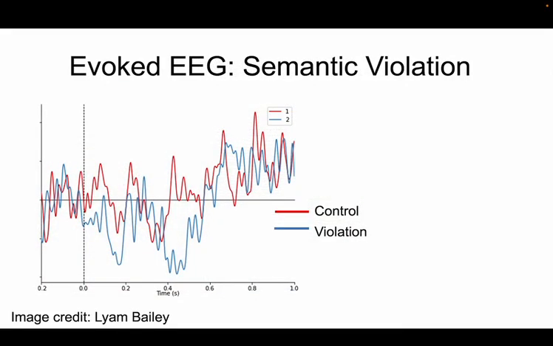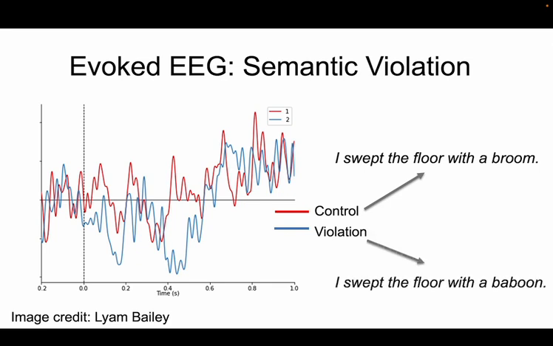This shows electrical activity picked up by EEG in a semantic violation task. The red is during a control condition when the participant hears a semantically correct sentence, like, "I swept the floor with a broom." The blue is during a sentence that doesn't make sense. "I swept the floor with a baboon." This is called semantic violation. You can see these lines overlap, but at around 400 milliseconds after the last word was heard, there's a noticeable difference.